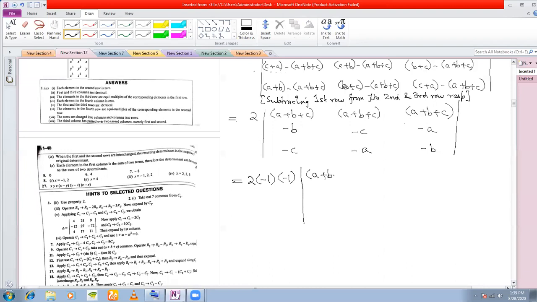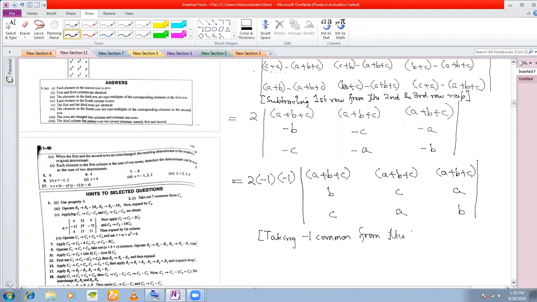I'll be left with just A plus B plus C. And you have B, C, A, C, A and B. Right? You write your reason: taking minus 1 common from the second and third rows respectively.